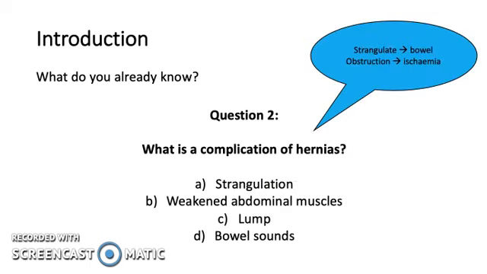Question 2. What is a complication of hernias? Strangulation, weakened abdominal muscles, lump, or bowel sounds? The answer is strangulation. Strangulation leads to bowel obstruction, which can then lead to ischemia.